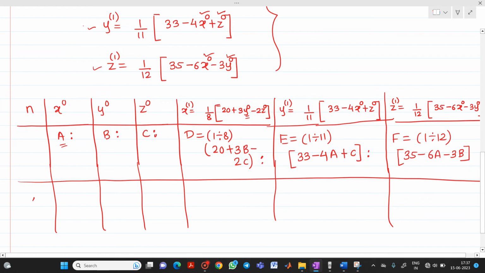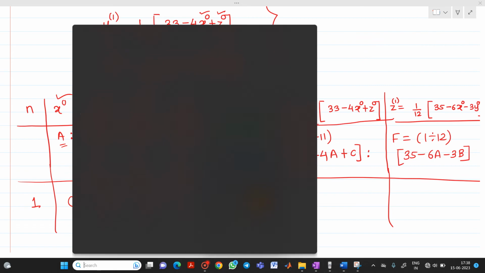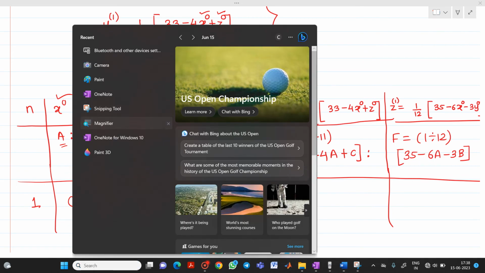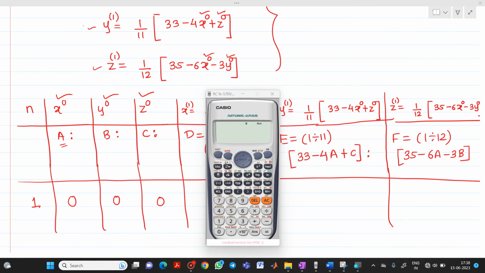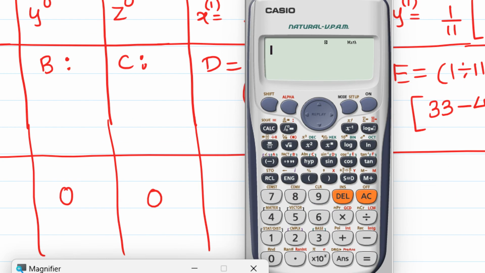For the first iteration we have the values 0, 0, 0, because x0, y0, z0 are given as 0, 0, 0. First let me open my calculator, and I will open the magnifier also, so that you will be able to see it. Just a minute, I will improve the size here. If you see, this is your alpha button and this is your A button. You will be able to see this pink color button.